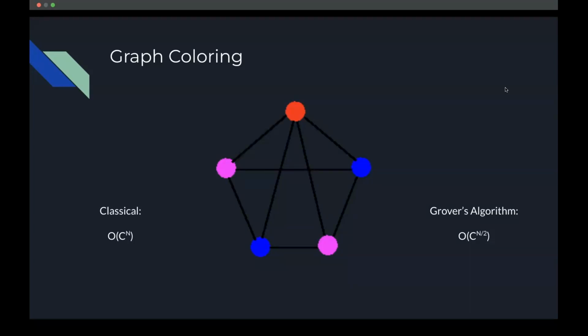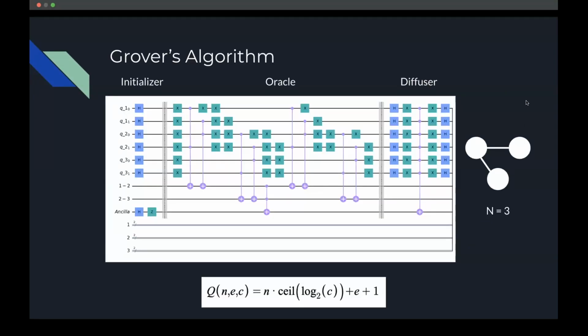This is in exponential time, which means that it's very inefficient. By using Grover's algorithm, we can reduce this to O of C to the n over 2, which, while it is still in polynomial time, is a marked improvement over the classical version. This is an implementation of Grover's algorithm for a graph coloring problem.